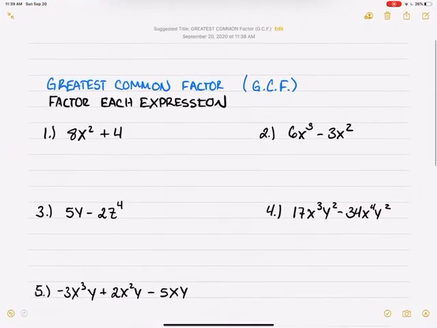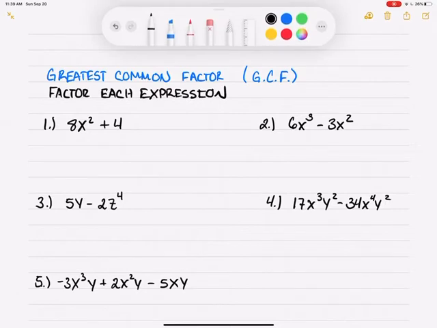Alright guys, today we're going to look at finding the greatest common factor and factoring each expression. So the greatest common factor, the way we find it is we find the greatest common factor of all the numerical coefficients, or the numbers that are in front, and then we find the greatest common factor of all the variables. And the product of those two pieces becomes our overall greatest common factor.